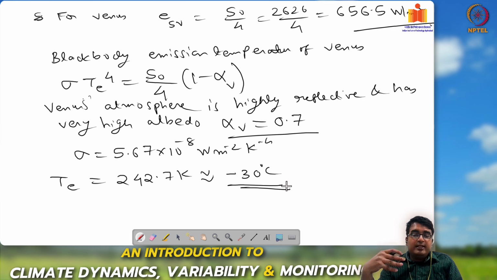So even though Venus is getting much higher solar flux because it's closer to the Sun, because of its very high albedo, its emission temperature to space is much lower. It's around minus 30 degrees because most of that solar energy is being reflected anyway. So thermal emission is much lower. However, because Venus's atmosphere is highly absorbing of greenhouse radiation and extremely thick, its surface temperature is very high.